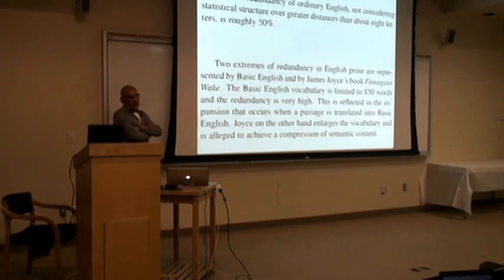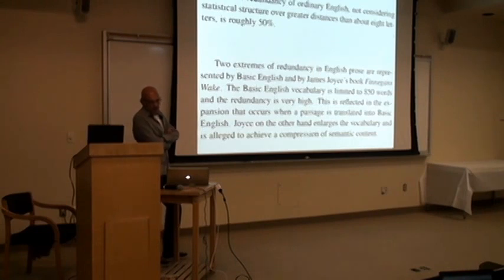And then he comes to a discussion of two extremes in the redundancy in English prose, represented by Basic English, that's like a vocabulary of 800 words, and James Joyce's book, Finnegans Wake. Now he was really taken by that book, which had appeared just 10 years before or something like that.